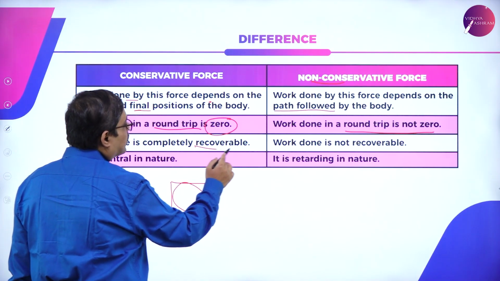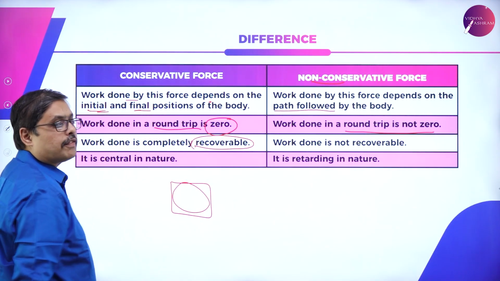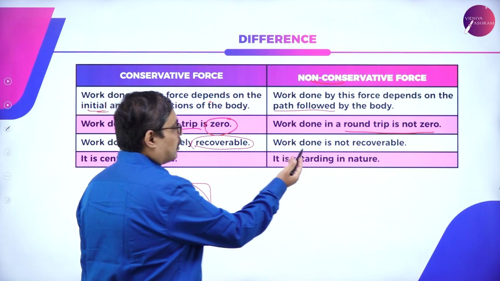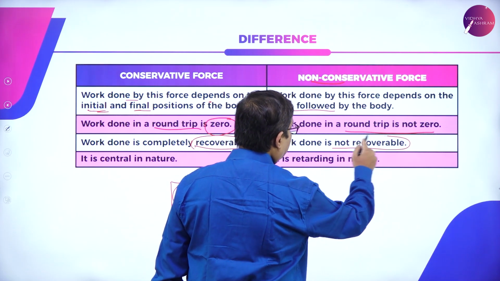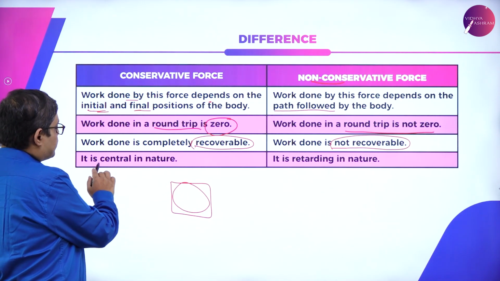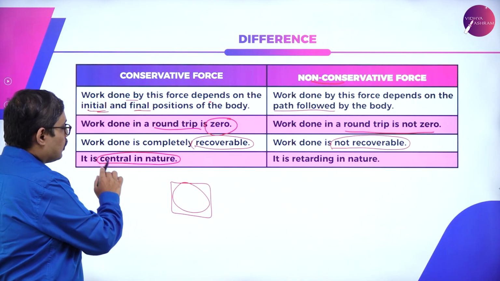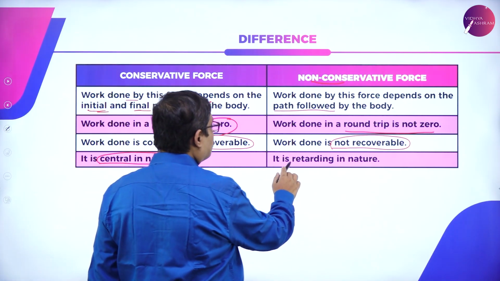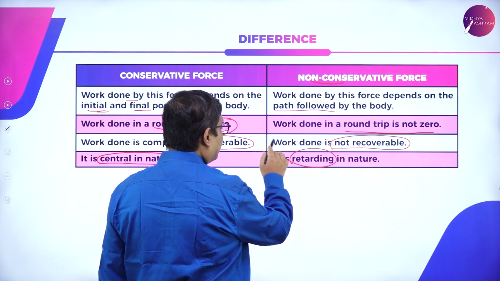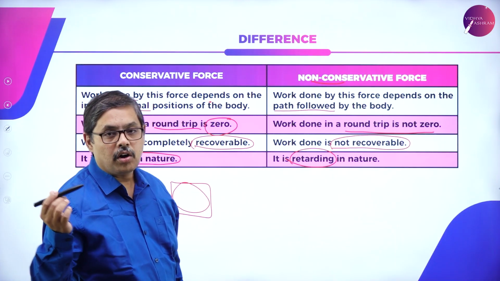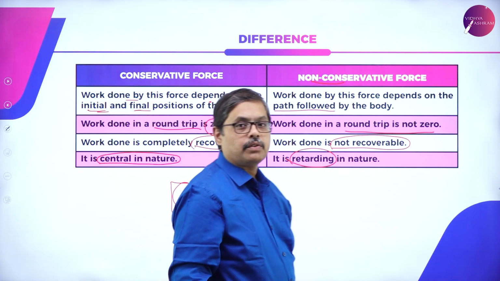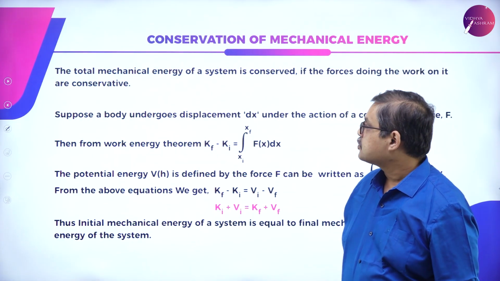Work done is completely recoverable in case of a conservative force, whereas in non-conservative force it is not recoverable. Conservative force is central in nature, whereas the non-conservative force is retarding in nature. It is usually opposite to the direction of the work done. Okay, let us move on.